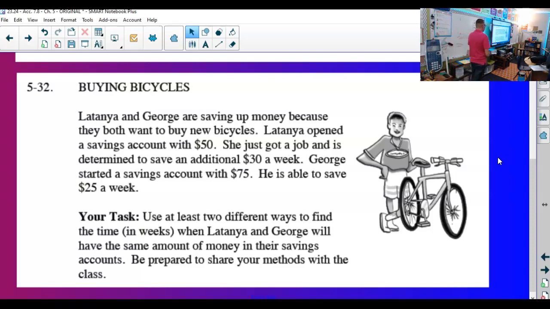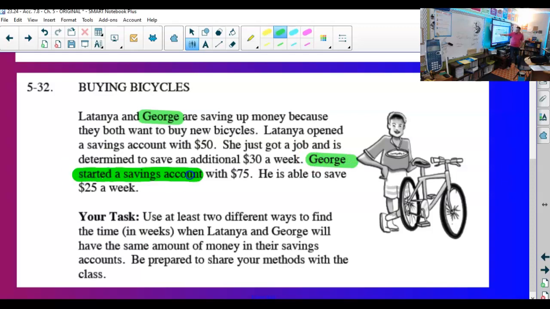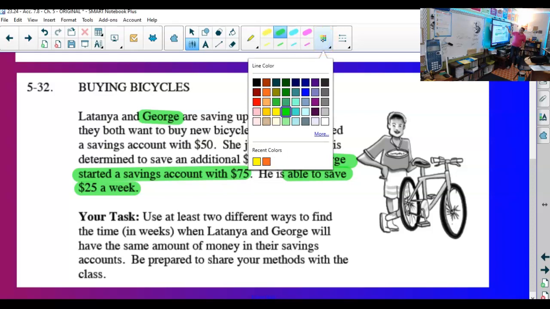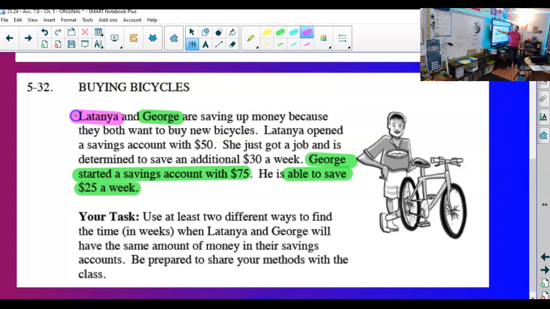Your task is to help Latanya and George figure out their bicycle savings. So I'm going to color code up here to help us out a little bit. Let's go George in green, just because. Latanya's yellow. No, Latanya is purple. Yeah, purple's really dark up here.